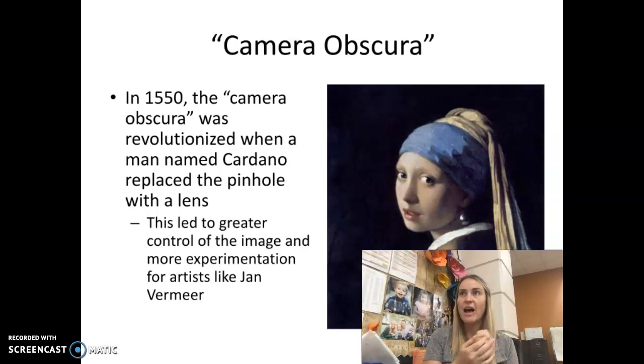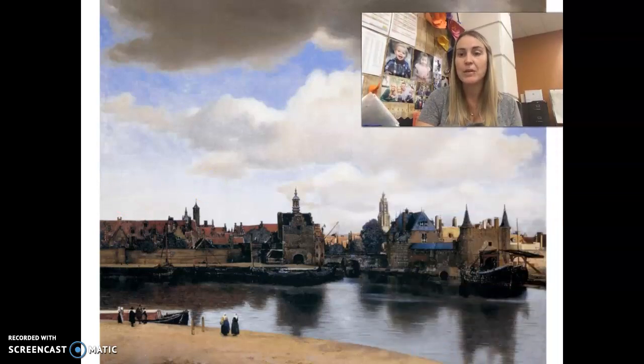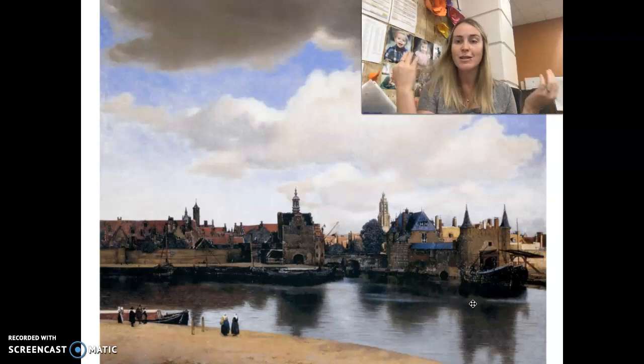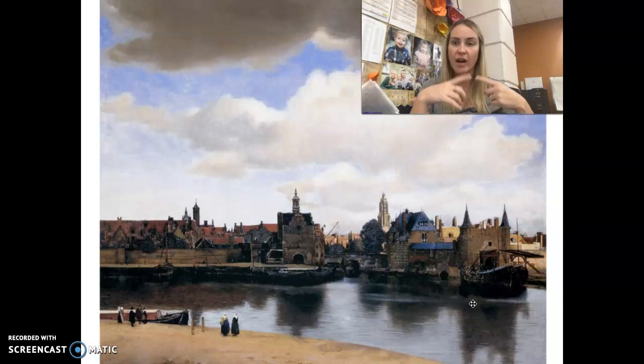So now this glass lens helps maintain this detail, and artists are able to use it even more in their artwork. This led to greater experimentation and more practical applications of the camera obscura. We see this in another famous painting, fast forwarding a little. We see, like I said, that perspective. Notice the buildings in front are much larger than the ones in back. To us, that's like, well, duh. Things that are closer to you appear bigger than things in the background. But this was something that artists had to figure out over time.